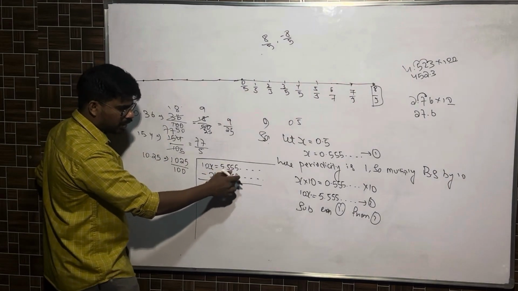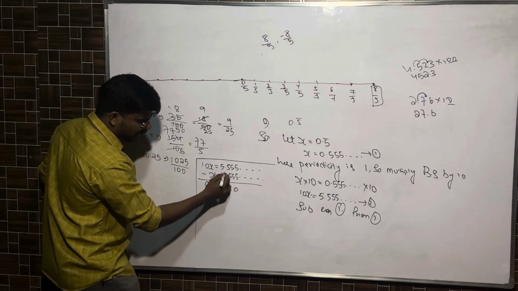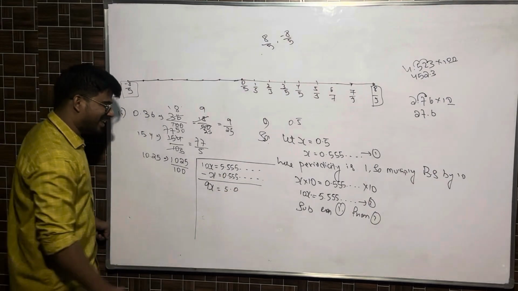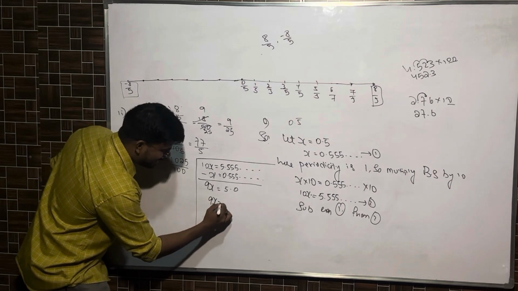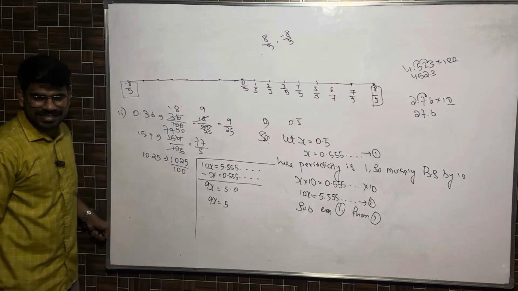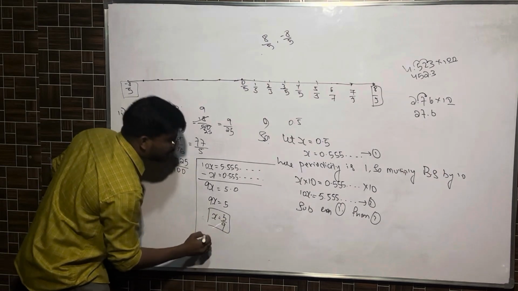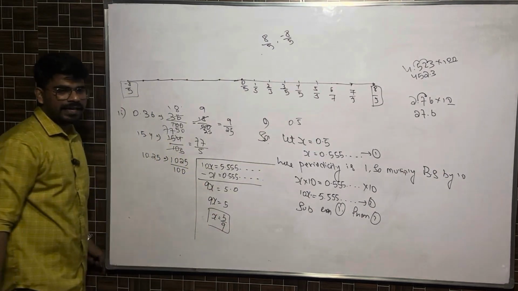5 minus 5 is 0, 0, 0, 0, 0.0. 5 minus 0 is 5. So, 9x is equal to 5. From here, x is equal to 5 by 9. This is the P by Q form of 0.5 bar.